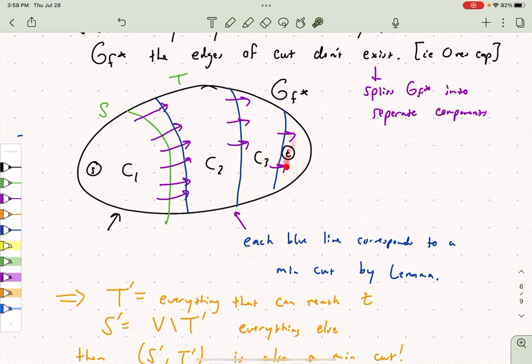And how do we actually compute this? Well, this is called the reach inverse of T. This is something we talked about when we discussed strongly connected components, because it's very similar here, right? Each of these components is similar to a strongly connected component, but it's not exactly the same. And this is the set of things that can reach T.